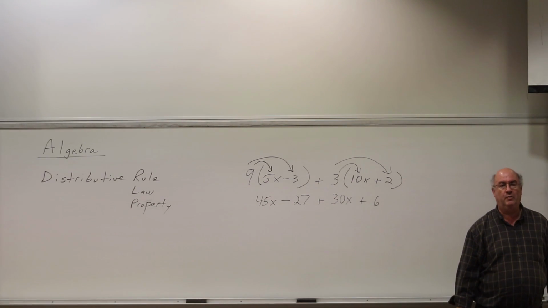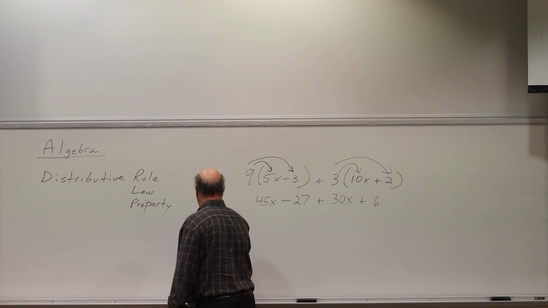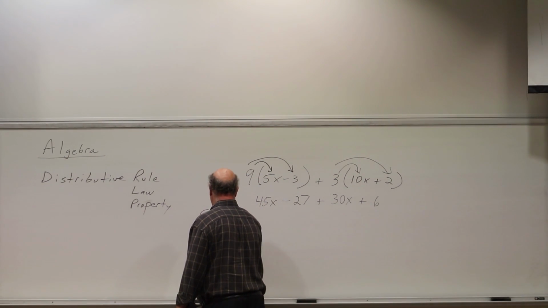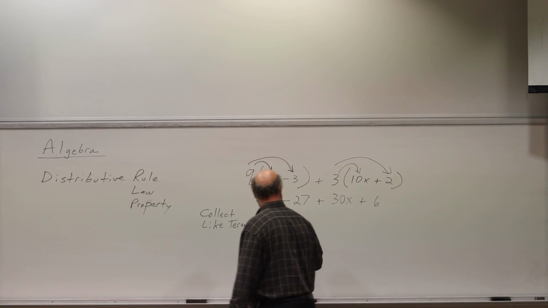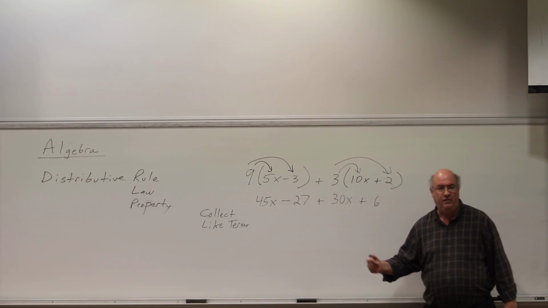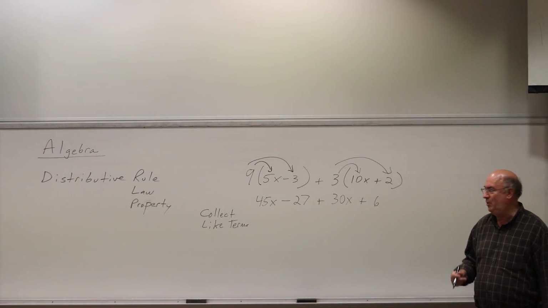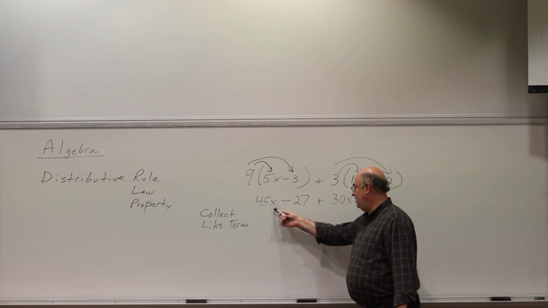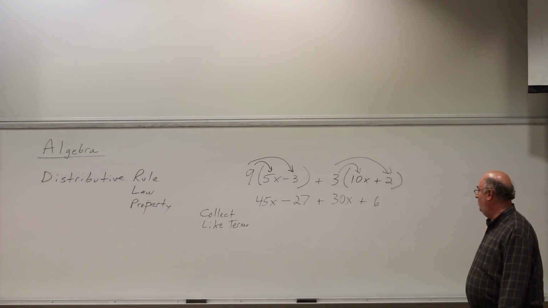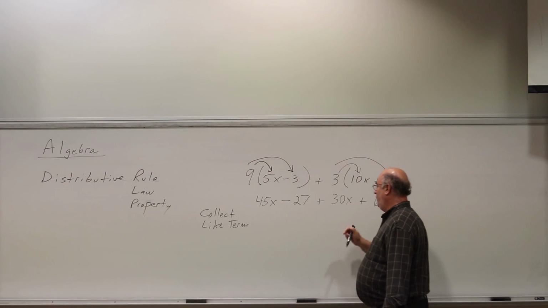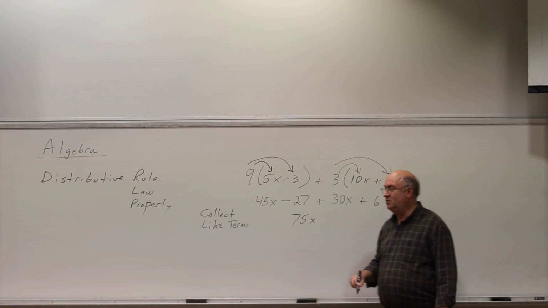Okay, now we collect like terms. Previous video, we talked about like terms. They have the same variable, the same exponent. Okay, these are x's with a 1 for an exponent. We don't have to write down the 1. So we'll add up the numbers. 45 and 30 will give us 75. And we keep our x.